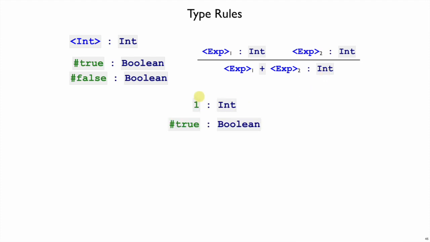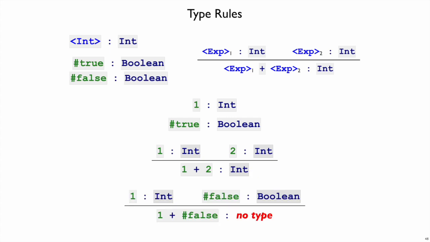So if we just have the expression 1 and we apply the rule, we directly get integer back. If we have true, we apply this rule here and directly get Boolean back. If we have 1 plus 2, we try to apply this rule. So the first expression matches 1, the second matches 2. If we look at the first expression's type, well, that matches this rule here, so we get the integer back. And similarly, when we type check the expression 2, we get integer back. That all matches as expected in a rule, so we are allowed to supply the result type int there.